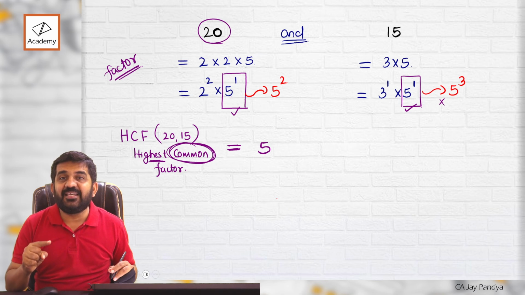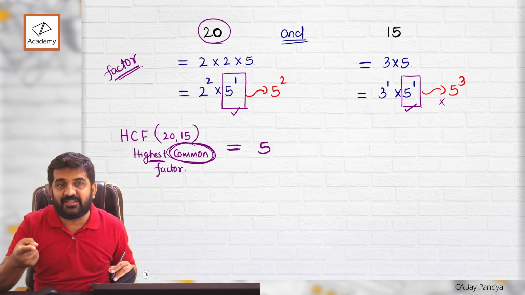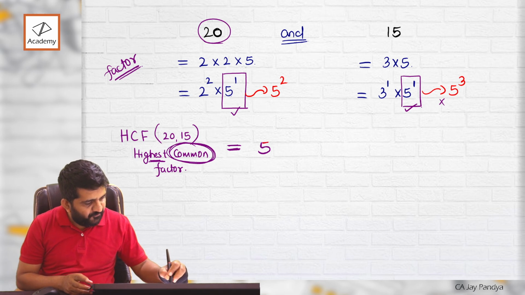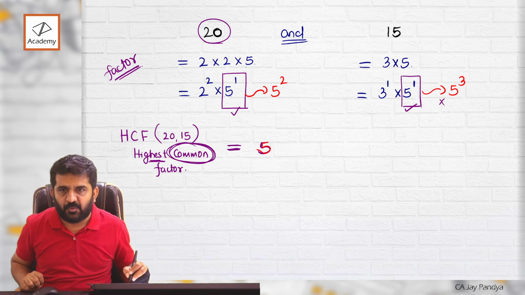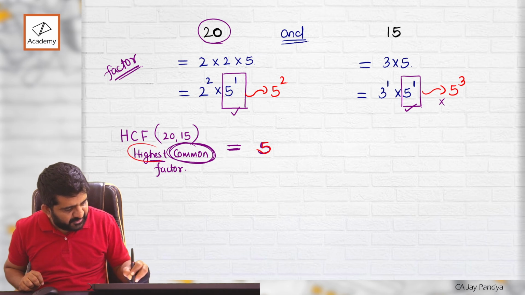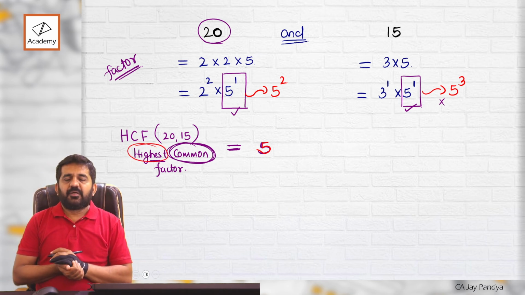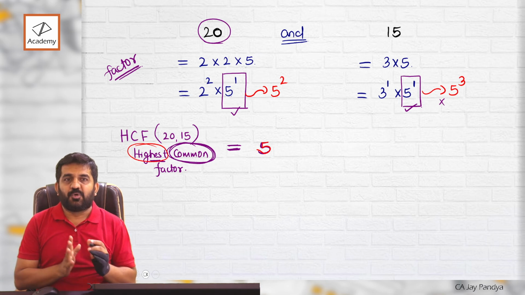Which is the highest common factor? Try to understand. 5 is a common factor that we know. Now what word is written? Highest.